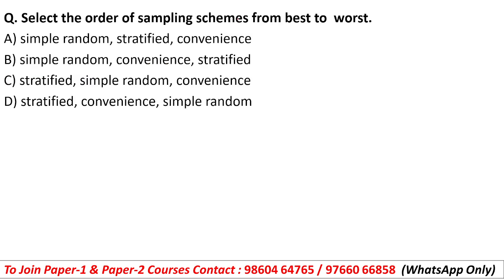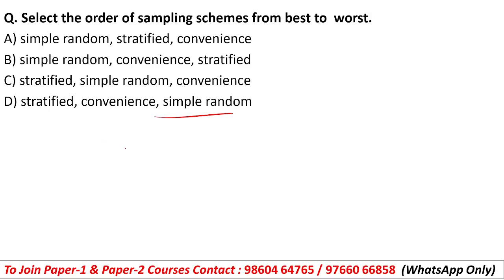Select the order of sampling schemes from best to worst. Okay, pay attention to what it is asking. Best to worst, such types of questions are asked. So simple random, stratified, convenience; simple random, convenience, stratified; then stratified, simple random, convenience; and stratified, convenience and simple random.